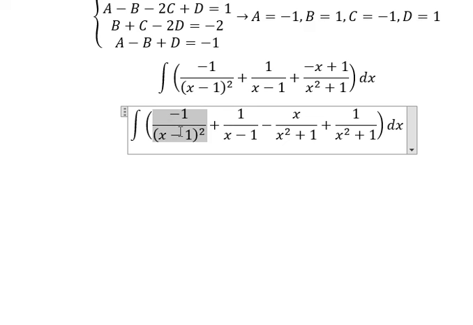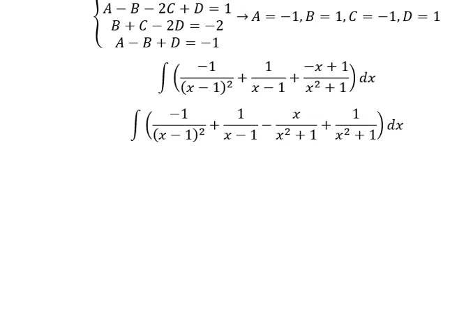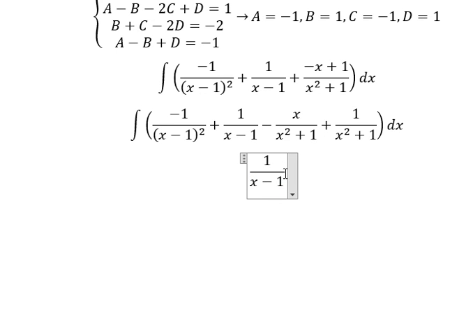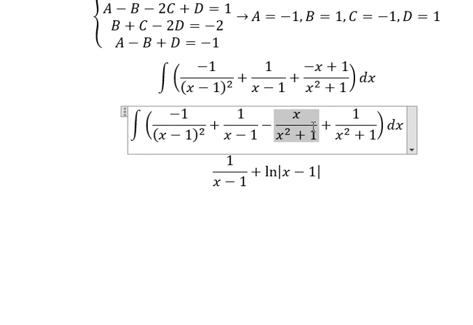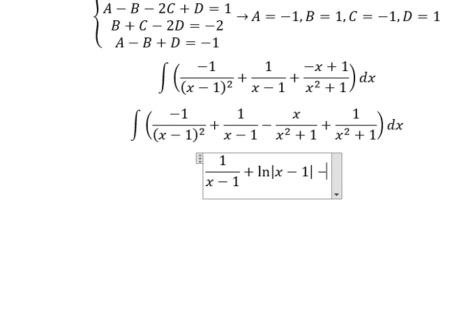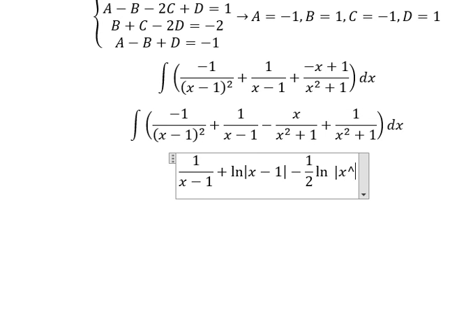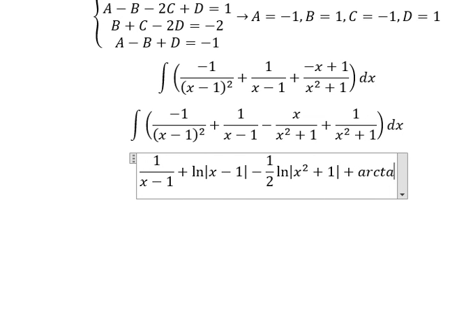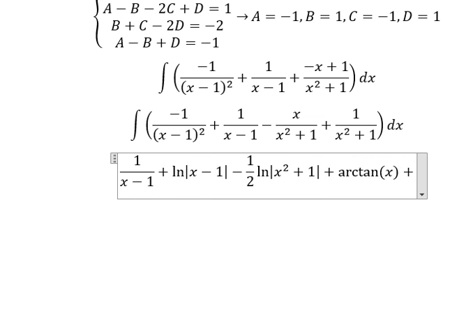The integration of this one, you get 1 over s minus 1. The integration of this one, you get ln of the absolute value of s minus 1. The integration of this one, you get negative 1 over 2 ln of the absolute value of s squared plus 1. And the last one should be arctan of s, and we put plus c.